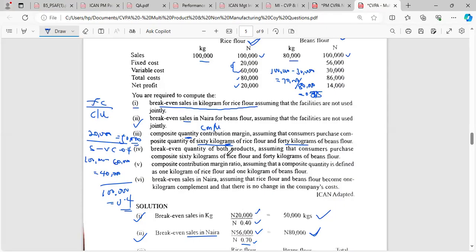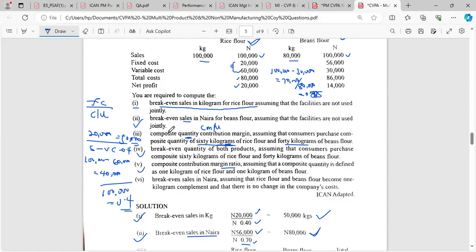If it was ratio, they would have given us the figure more or less like a ratio, like a composite contribution margin ratio. This one, we know we are using value to compute it. This one, we know we are using units to compute it. So this is more like the unit part and this is more like the naira part.